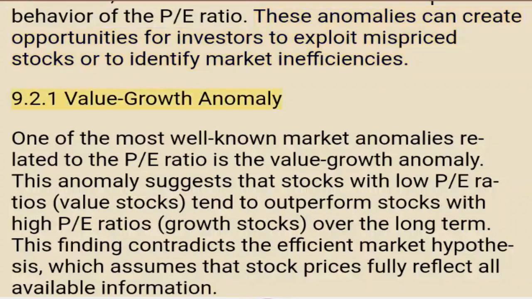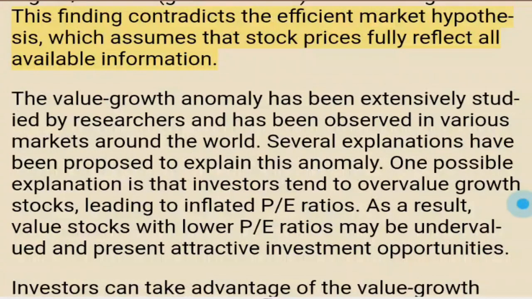9.2.1 Value Growth Anomaly. One of the most well-known market anomalies related to the P/E ratio is the value growth anomaly. This anomaly suggests that stocks with low P/E ratios, value stocks, tend to outperform stocks with high P/E ratios, growth stocks, over the long term. This finding contradicts the efficient market hypothesis, which assumes that stock prices fully reflect all available information. The value growth anomaly has been extensively studied by researchers and has been observed in various markets around the world.